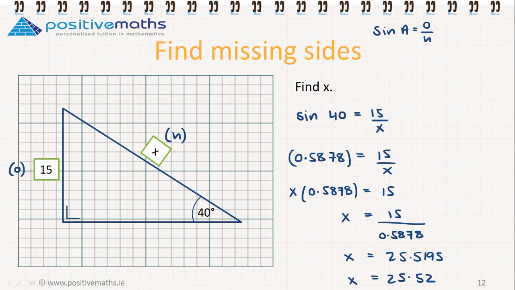We want to note here we couldn't have used Pythagoras' theorem because we're only given information about one of the sides. If we're given information about one of the sides and the angle, then we use either sine, cosine or tan. So we used sine in this case because we were given the opposite and we were looking for the hypotenuse.